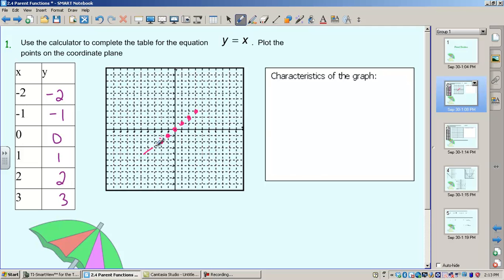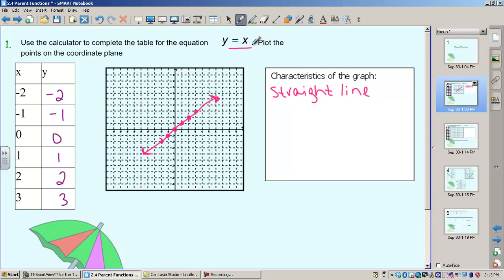And if I connect these points to make a straight line, I'm going to put arrows at either end because it does continue on in both directions. The arrows show that it goes on forever in both directions. That's my line. So characteristics of this, first of all, it is a straight line. That's important.